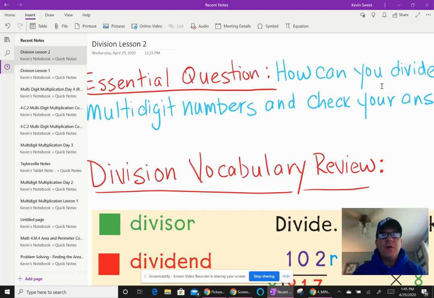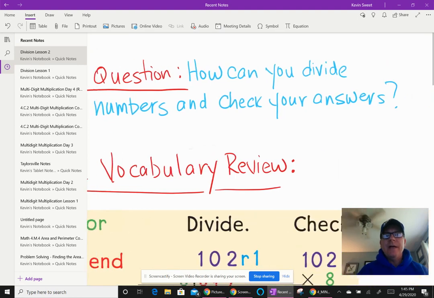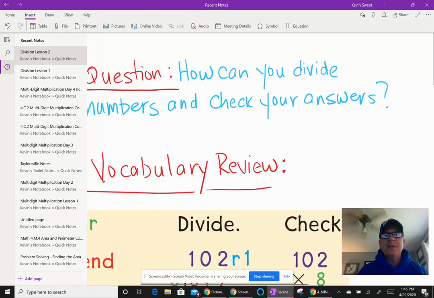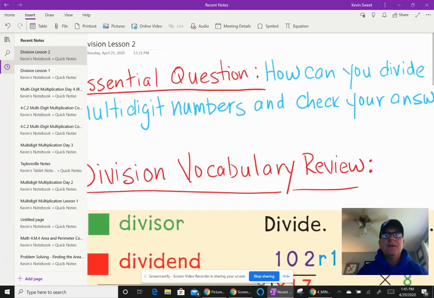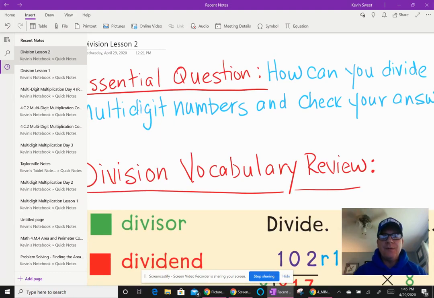Today's essential question is, how can you divide multi-digit numbers and check your answers? So again, how can we divide multi-digit numbers? We've talked about the regrouping strategy, and we talked about partial quotients yesterday. When you check your answer, you're going to multiply your quotient by your divisor, and that should equal the dividend. So that's how you check your division problems.